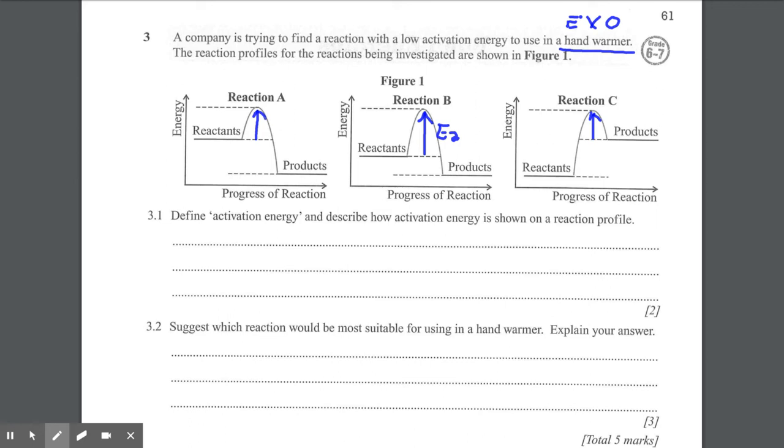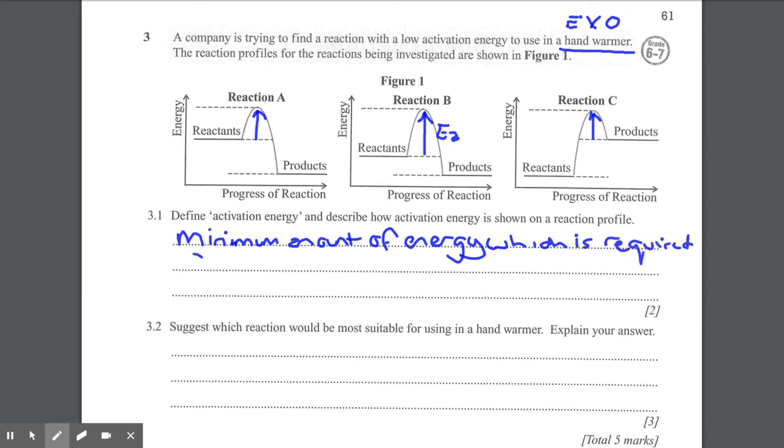Now, in terms of defining that, this is a minimum energy. This is a minimum amount of energy that is needed. So minimum amount of energy in the first instance, and it's the minimum amount of energy which is required for a successful collision to occur.